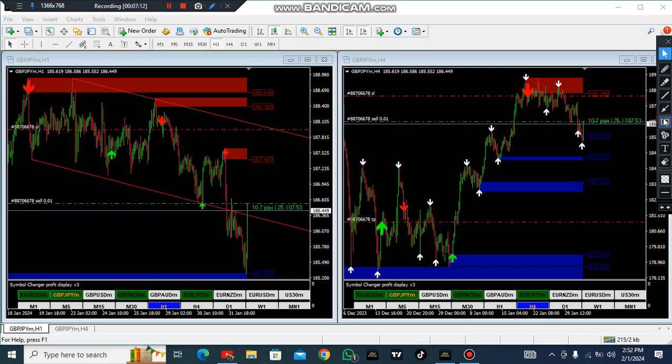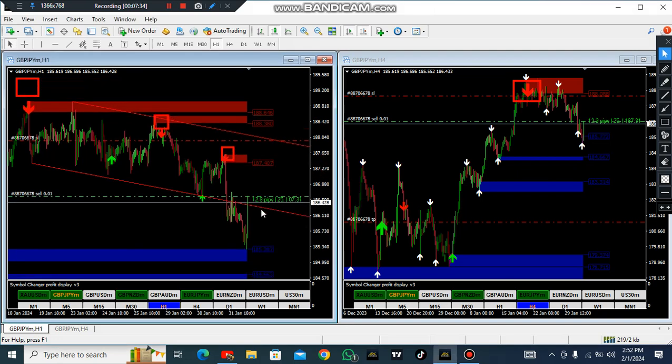You can see here in this GBP JPY, I have this arrow in H4 signaling a downtrend. I have this arrow also on H1 signaling a downtrend. And as you can see, from this arrow it went all the way down, and from this arrow it went all the way down. Now the reason why it is going up is because of NFP. But as I told you, see, this channel was broken.